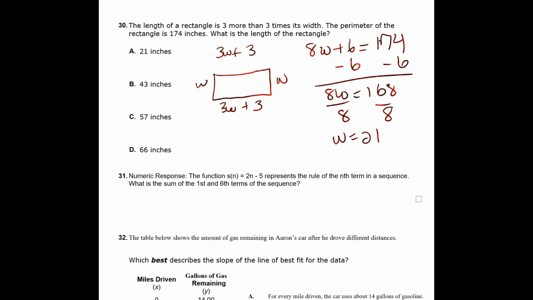It says, what is the length of the rectangle? That's the width. So we have 3. See, it's there, but it's not the right answer. 3 times 21 plus 3, which is going to give me 63 plus 3, which gives me 66.